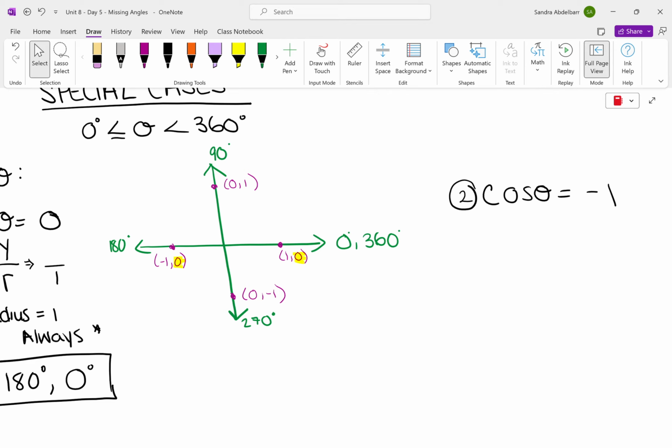Unit circle's easy. So I'll leave it right next to my unit circle. Cosine of theta equals negative 1.